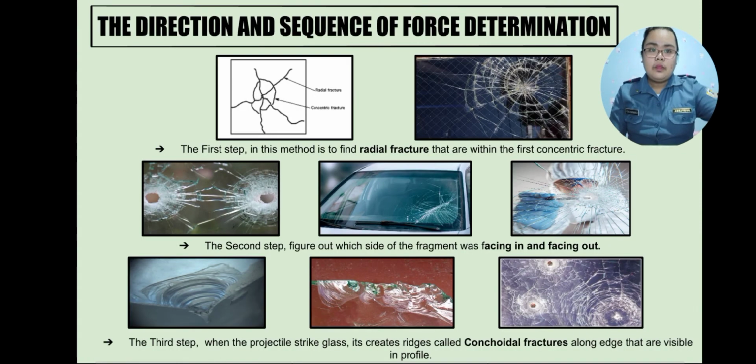So, next, let's proceed to the direction and sequence of force determination. So, the first step in this method is to find radial fractures that are within the first concentric fracture. So, dito naman daw po sa first step, we need to know and locate the radial fracture. Dito natin kailangan hanapin yung mga malalaking bitak. Yung makikita naman po natin sa picture na andun yung mahaba. Yung mahabang bitak, yun po yung tinatawag na radial fracture.